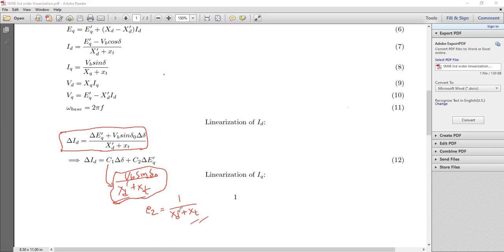C2, it's very clear that it is a constant. It is simply a function of system parameters, the reactances of the system. So what they have done, they have included another line just to simplify the notations. So del ID is C1 del delta plus C2 del EQ prime.